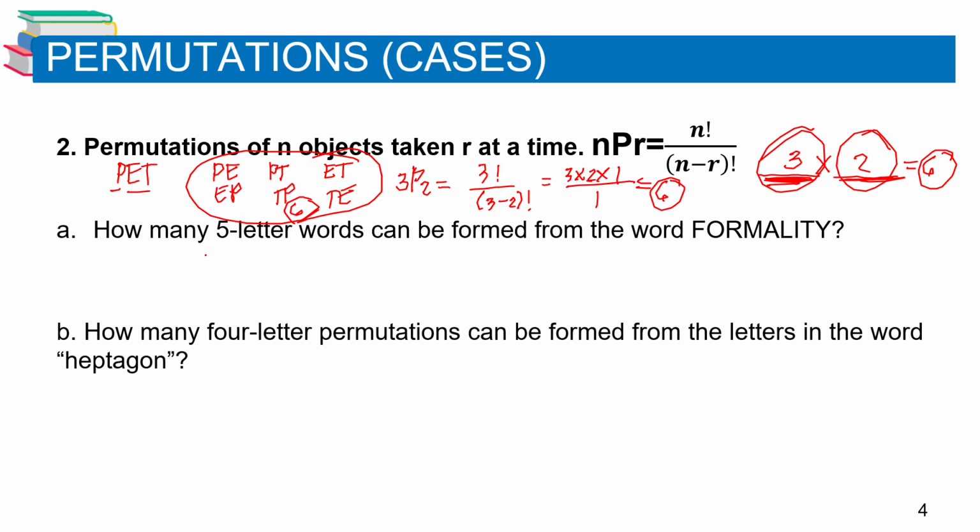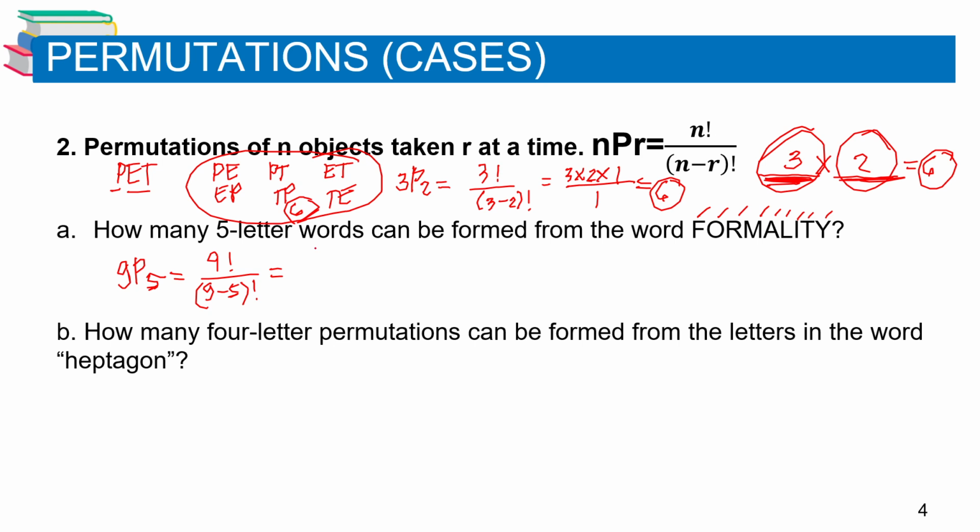So in this case, how many 5-letter words can be formed with the word formality? By the use of the formula, formality has 1, 2, 3, 4, 5, 6, 7, 8, 9 letters. So we just have 9 permutation of 5, so 9 factorial over 9 minus 5 factorial.